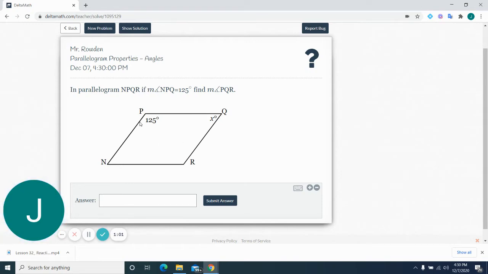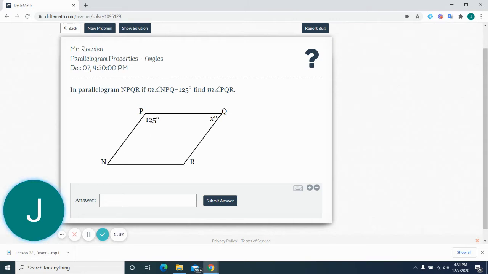Now remember, in this, PN is parallel to QR. So if you have this line going across, and then the left and the right are parallel, angle P and angle Q right now are same side interior angles. And if you remember, same side interior angles are supplementary, meaning they add up to 180. The relationship would also exist with this line. If you use this line and take PQ to NR, they're parallel. So angle P would also be supplementary with angle N.